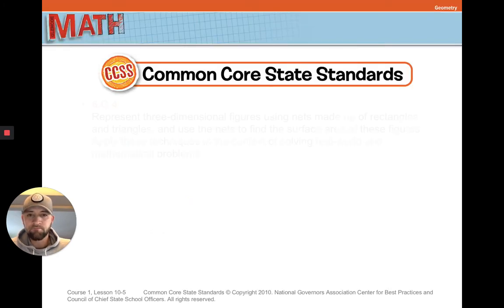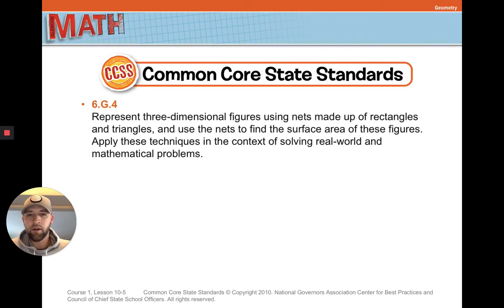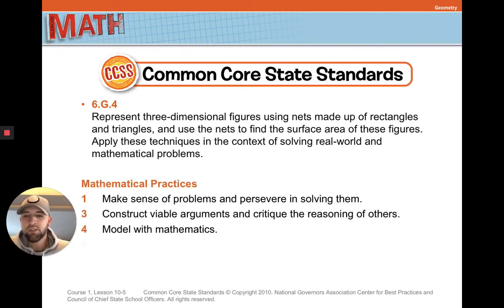This week, again, our Common Core State Standard, we're going to be using three-dimensional figures to find nets made up of rectangles and triangles, and we're going to use those nets to find surface area of different figures, okay? Some mathematical practices we'll take care of here.